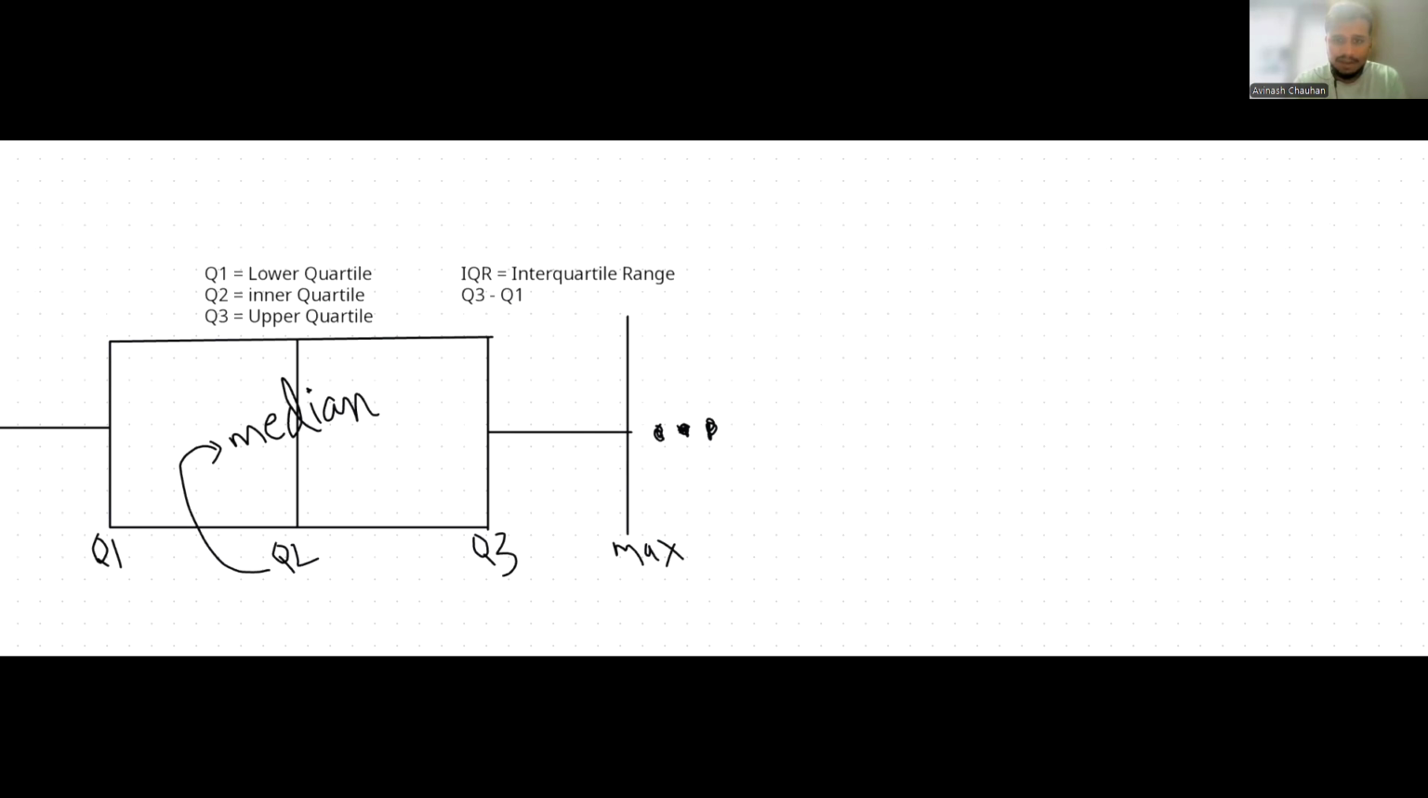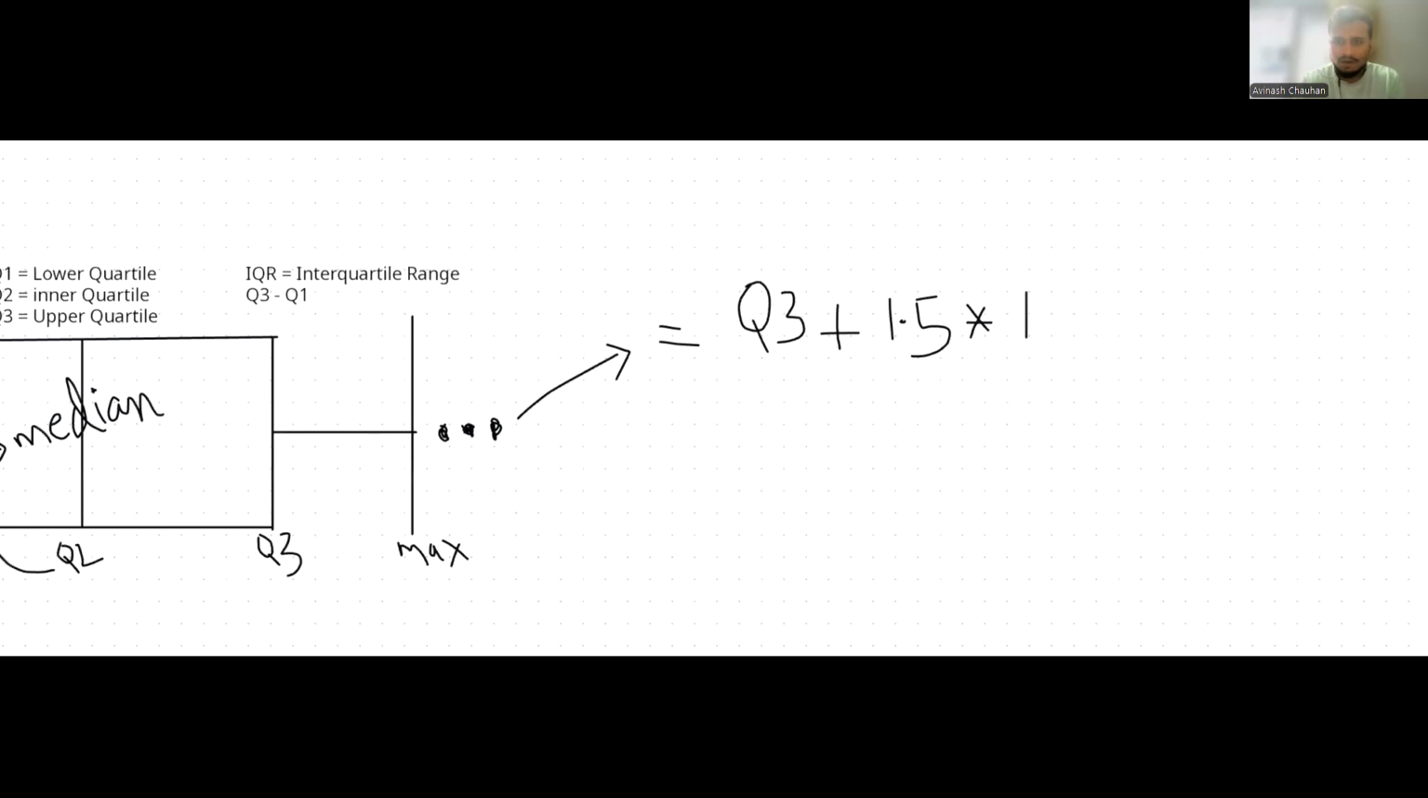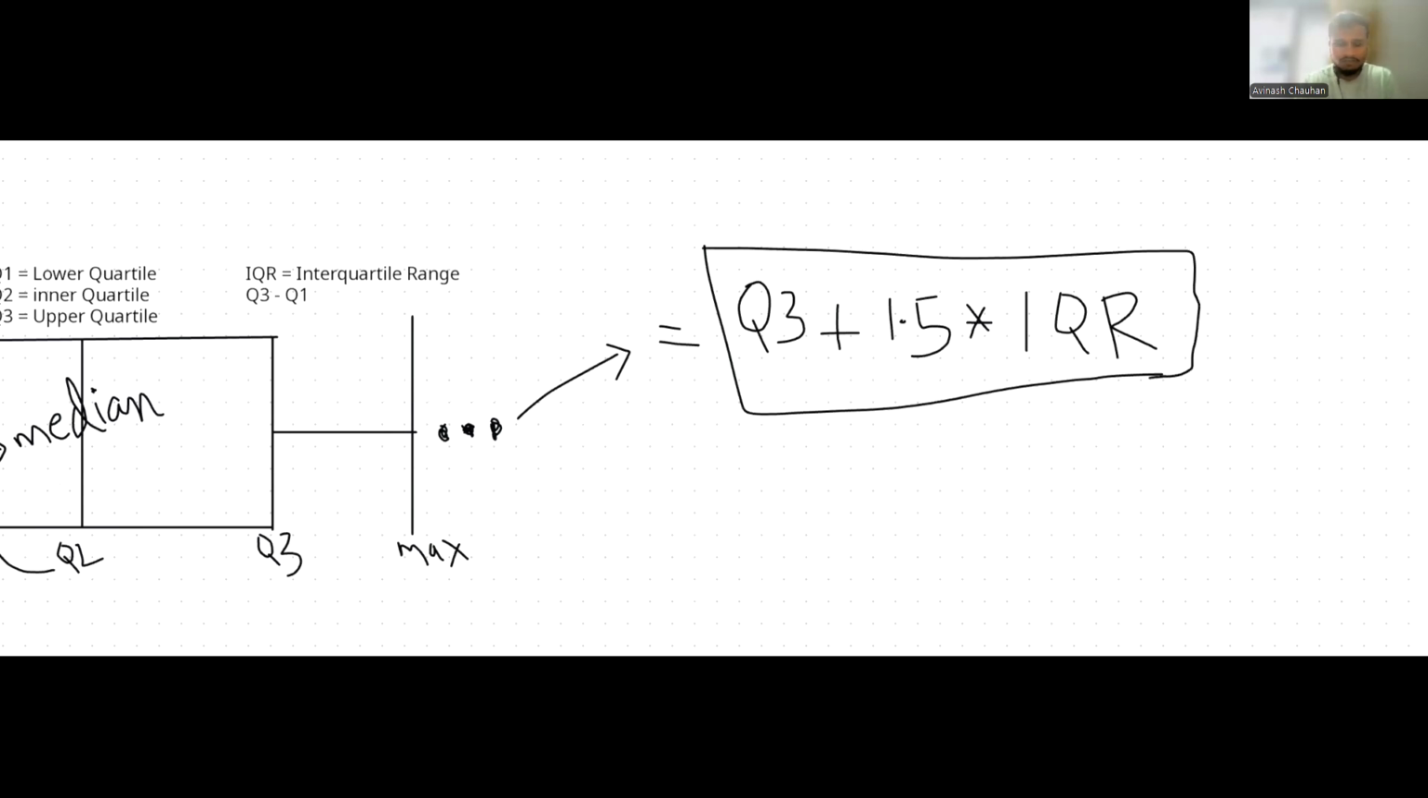If my outlier is in my maximum value, the formula for calculating it is Q3 plus 1.5 times the value of IQR. I hope you guys are making the notes and writing these things. So this is if you want to calculate the outliers.